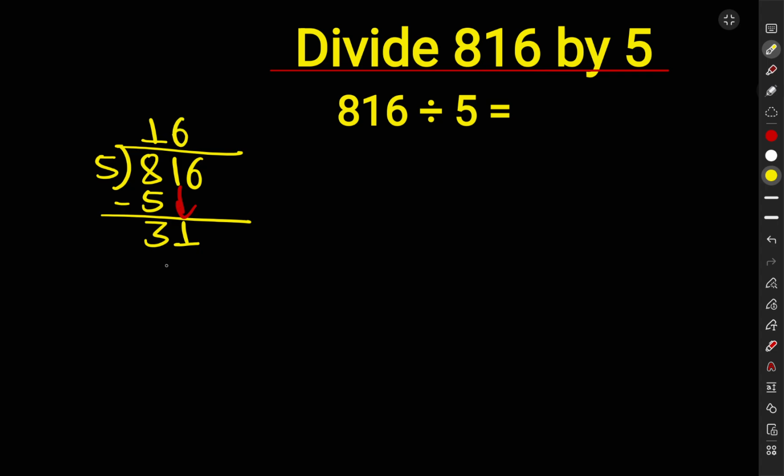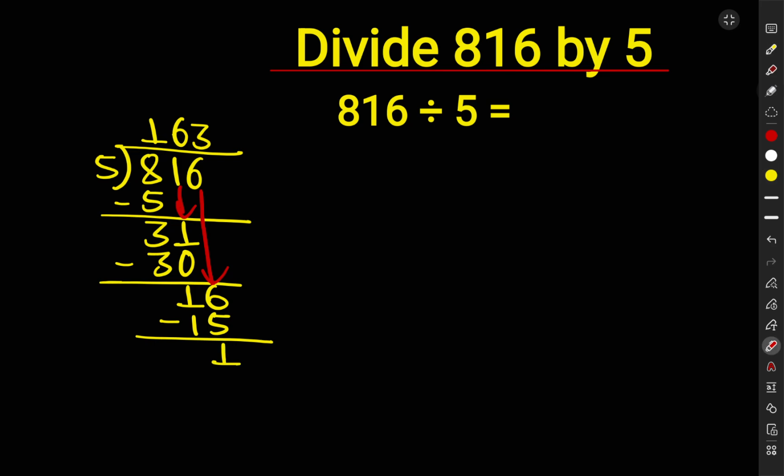5 times 6 is 30. On subtracting, we get 1. So again we put down this 6 and it is 16. 5 times 3 is 15. On subtracting, we get 1.